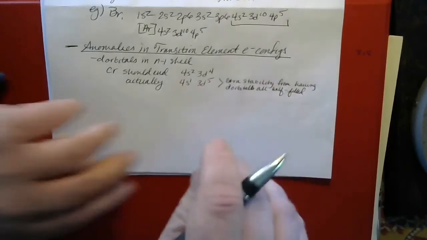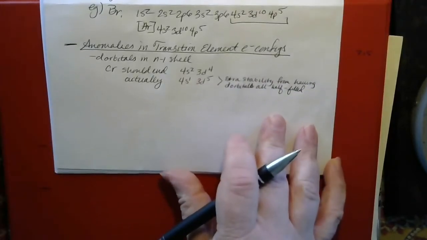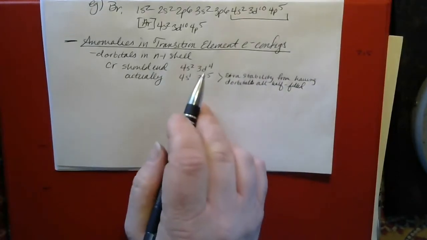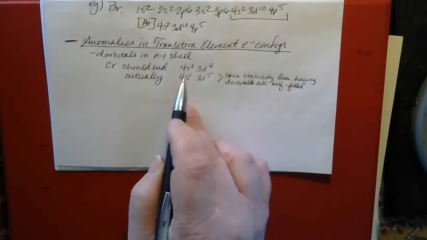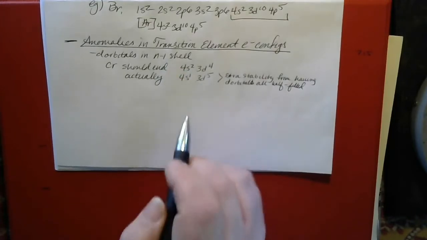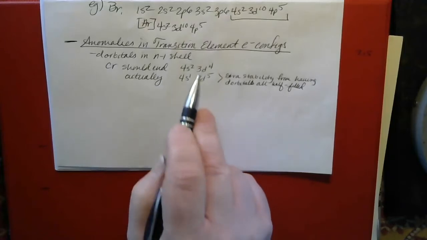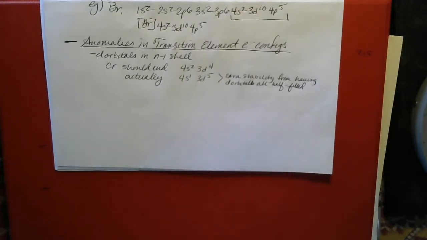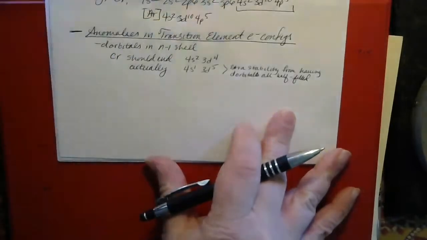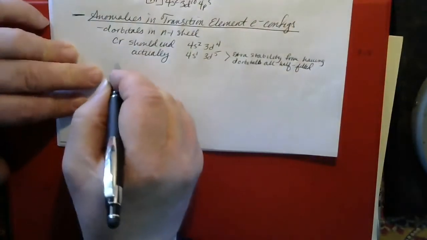So there is a bit of extra stability from having the d orbitals half filled. And it's enough to make it energetically advantageous for one of the s electrons to jump into the d orbitals so that all these d orbitals can be half filled. Okay, a similar thing occurs with copper.